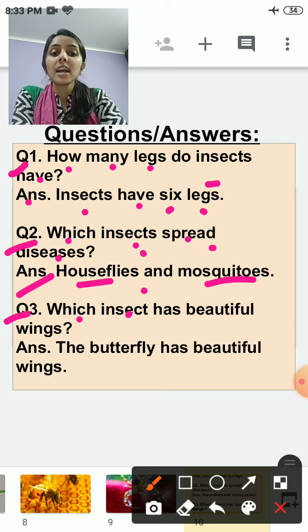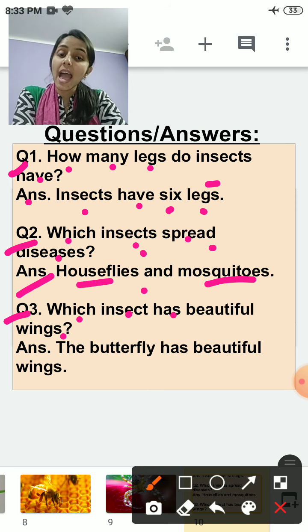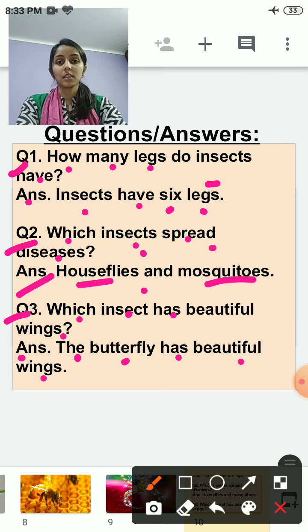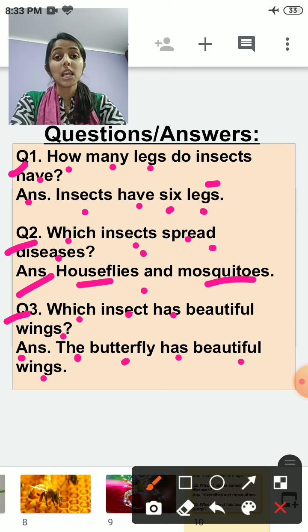Now, third question. Which insect has beautiful wings? Answer is, the butterfly has beautiful wings.